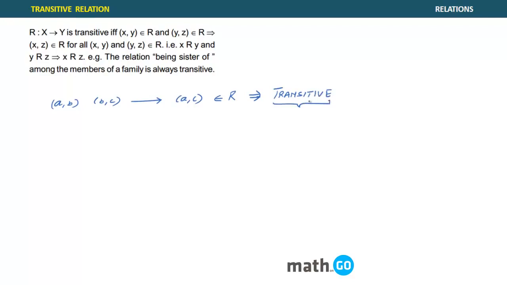This is something which we generally use in quiz problems, like sister of sister type of relations, and this is where transitive relations are generally used. If you want to write it in relation form, if x relation y is there and y relation z is there, and it is transitive, then x relation z will also be there. This is the meaning of transitive relation.